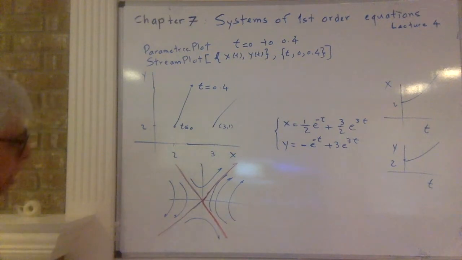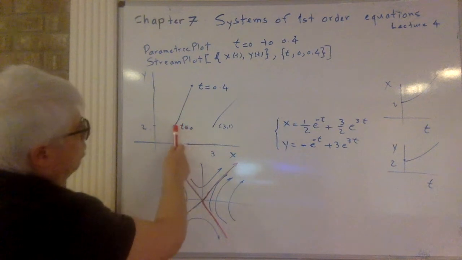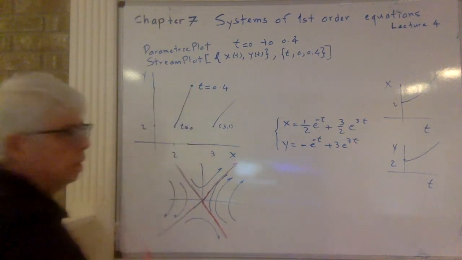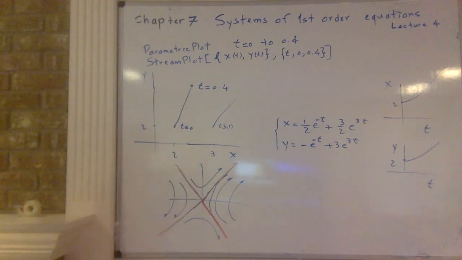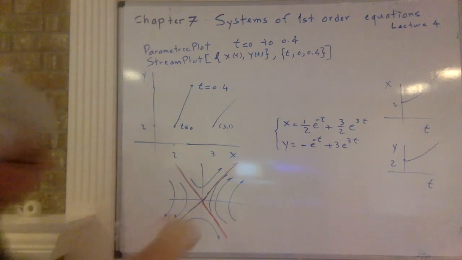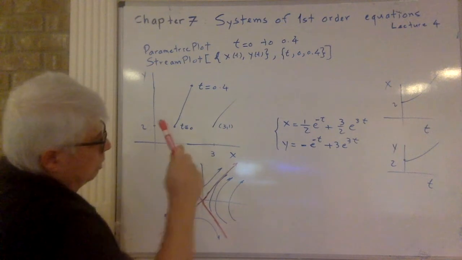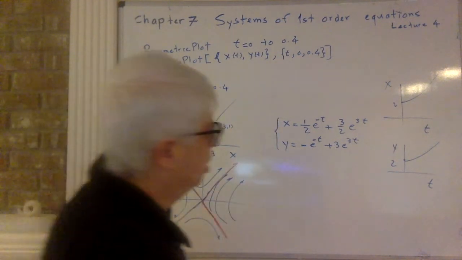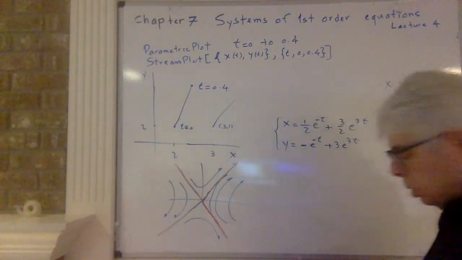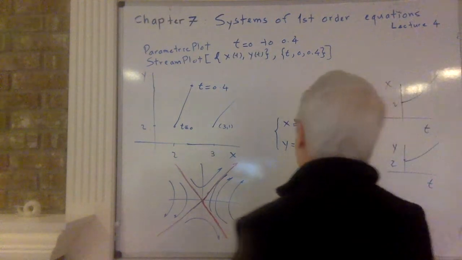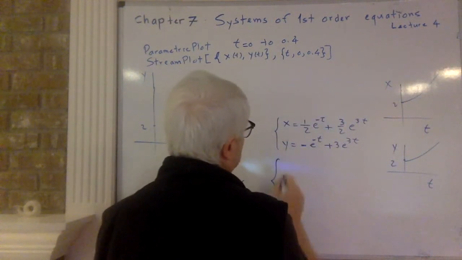Now, what are these two asymptotes? Let's see. When I started here, it was t equal to 0, and then t goes to 0.4. So it seems that as t gets larger and larger, they go this way. So let's see what happens to the solutions when t gets larger and larger. Let me write the general solution.